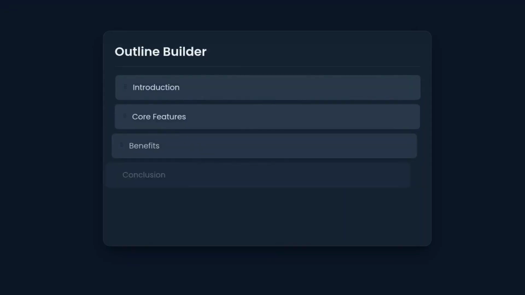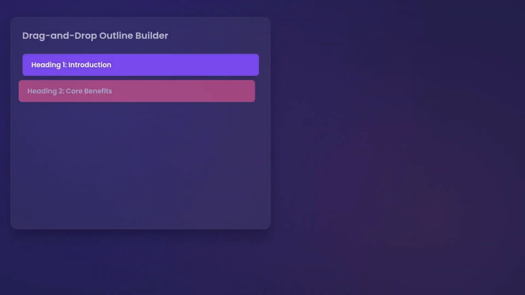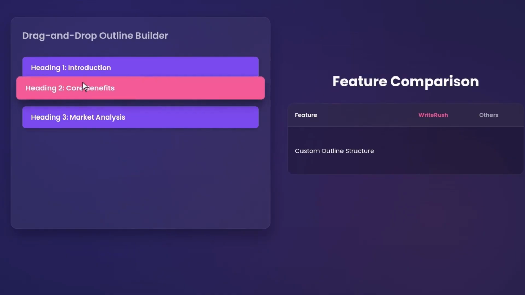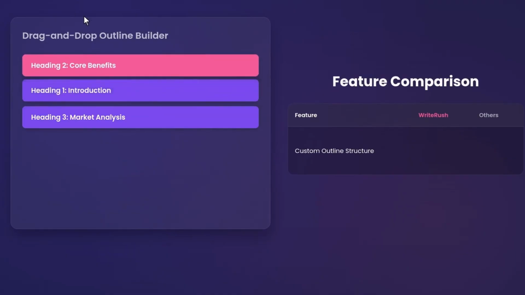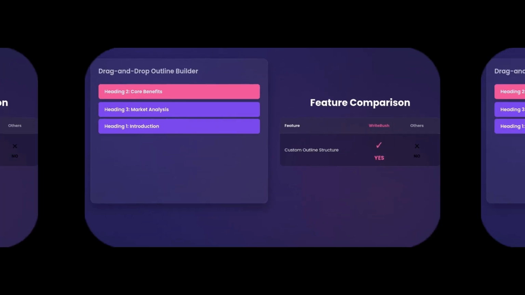Step 3, drag and drop outline. This one's unique. WriteRush gives you a drag and drop outline builder. You pull SERP suggested headings alongside your own ideas, drag them into any order, merge sections, and build a custom structure before a single word is written. Jasper has no drag and drop outline builder. Neither does Copy.ai, just WriteRush.